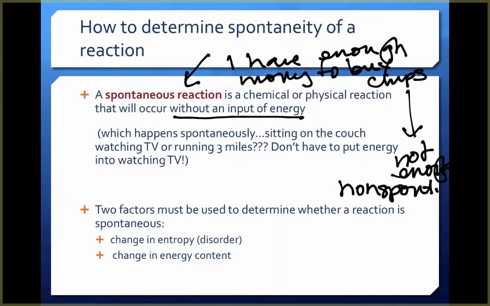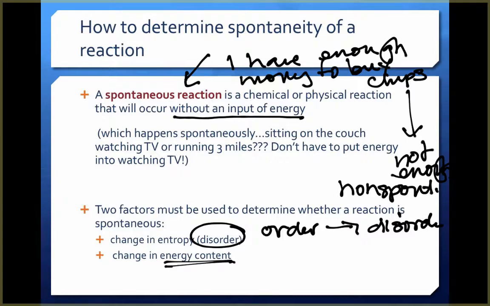So when we're determining this, we need to make sure of the two factors that are used to determine whether a reaction will be spontaneous or happen on its own. Is it going from being ordered to disordered? Because we already know if it's the opposite, it's not going to happen. You don't go from disordered to ordered. And is there enough energy for it to happen?